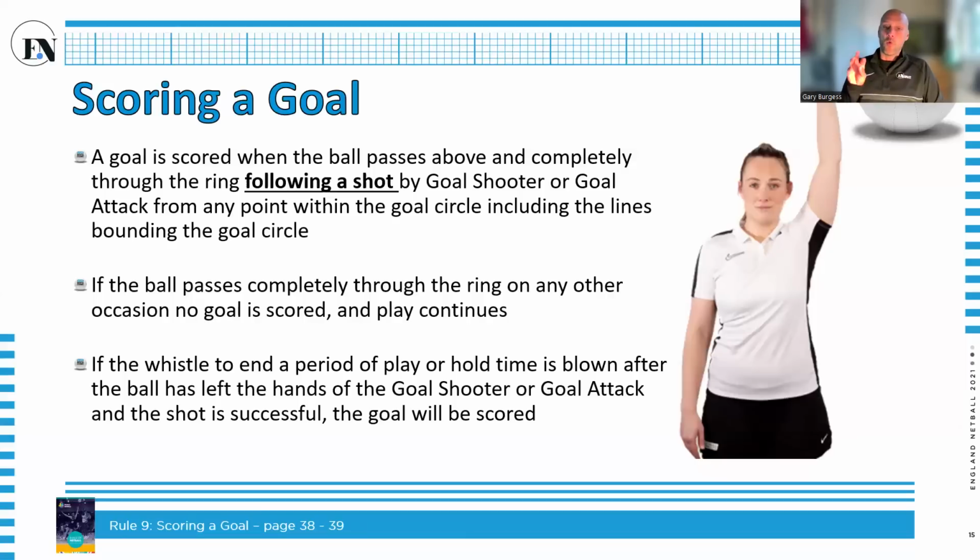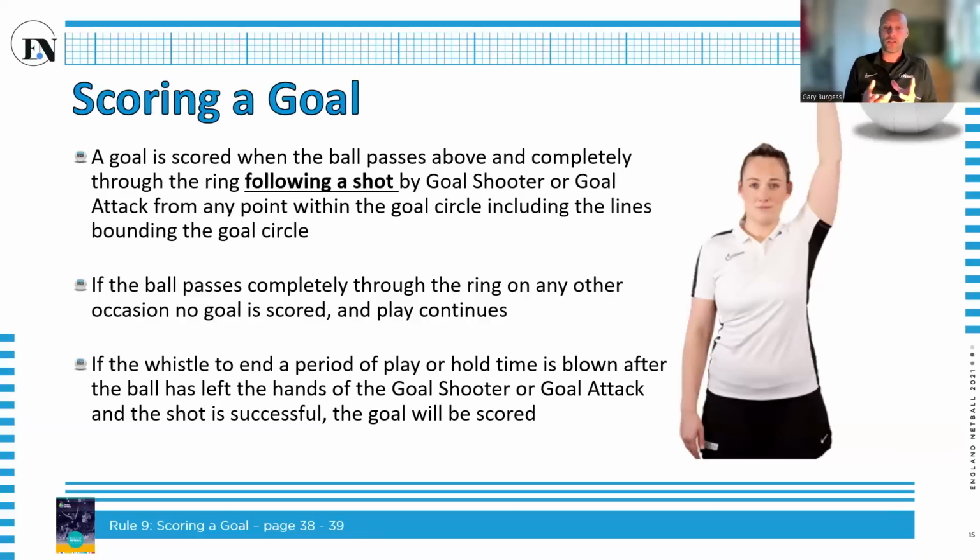Okay, now, one of the big changes that you would have seen is the change to the scoring a goal rule. Now, if the ball passes completely through the ring on any other occasion, okay, the goal is scored and play continues. Okay, so that just covers it off. But at the end of play, if the whistle to end the period of play or to hold time is blown after the ball has left the hands of the goal shooter or goal attack and the shot is successful, the goal will be scored.